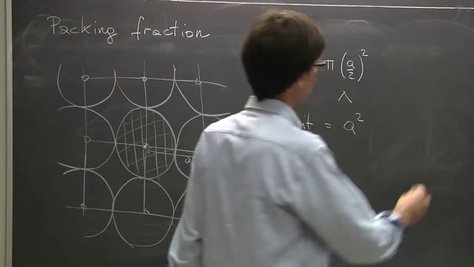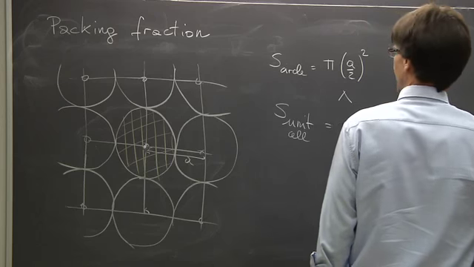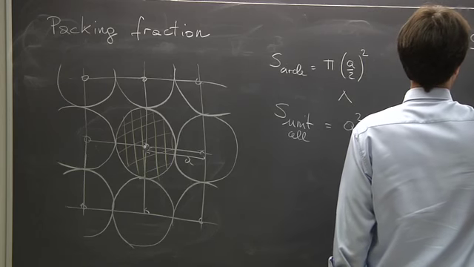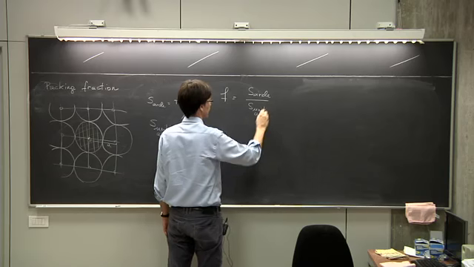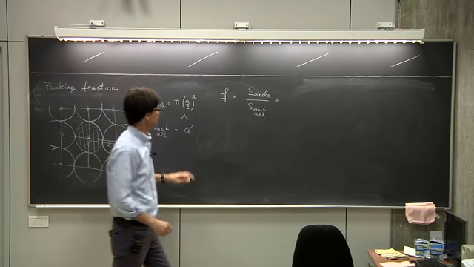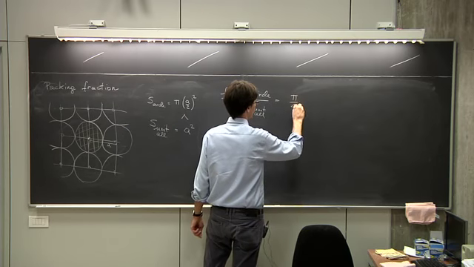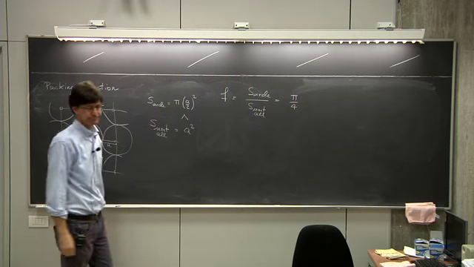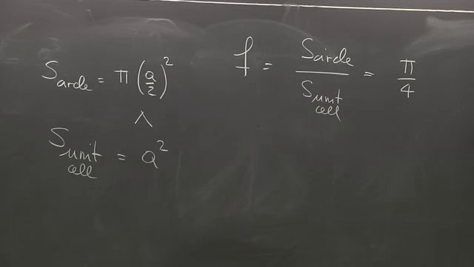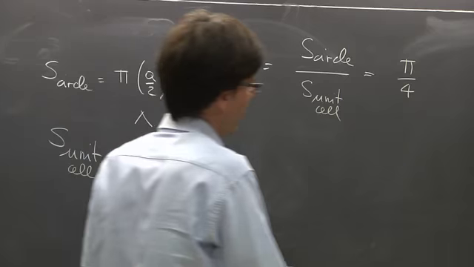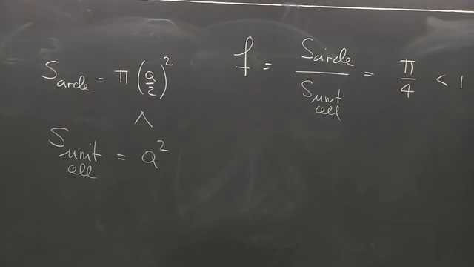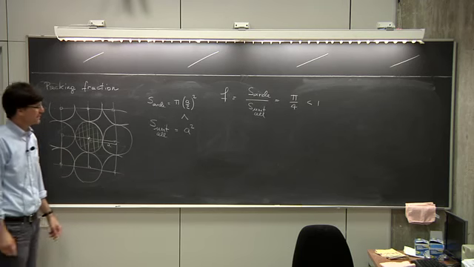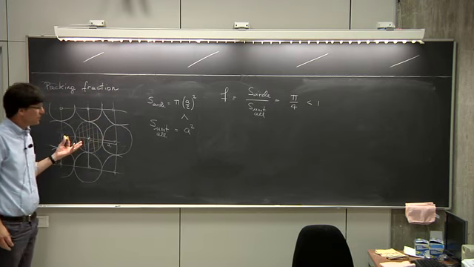So by packing fraction, F, I define the ratio between these two, and this is pi over 4, which is reasonable. We like it because it's less than 1. If it was bigger than 1, there would be a mistake, right? Because we know that there must be empty spaces. It's also reasonably close to 1, right?